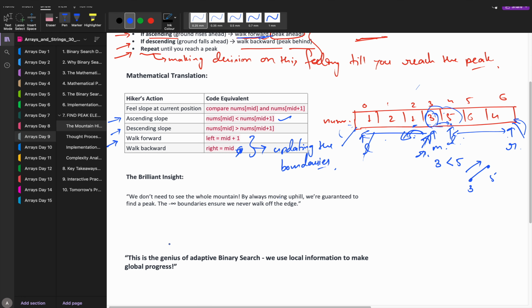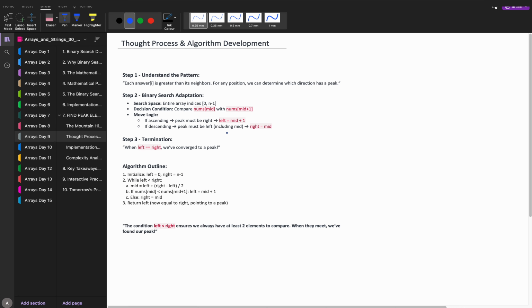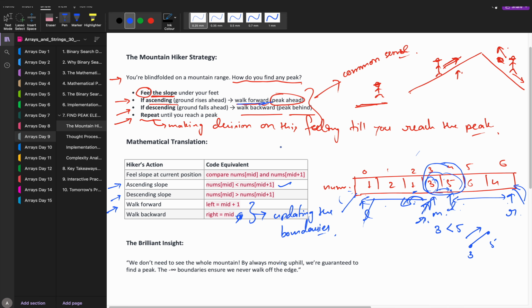Okay, that's why. Now, this is the genius of adaptive binary search. We use local information to make global progress, है ना. We are using only this much of the neighborhood to make the decision of our next step, है ना, which is impacting my final output. So don't worry, I will now take you through the whole step and show you how I am actually finding the answers.